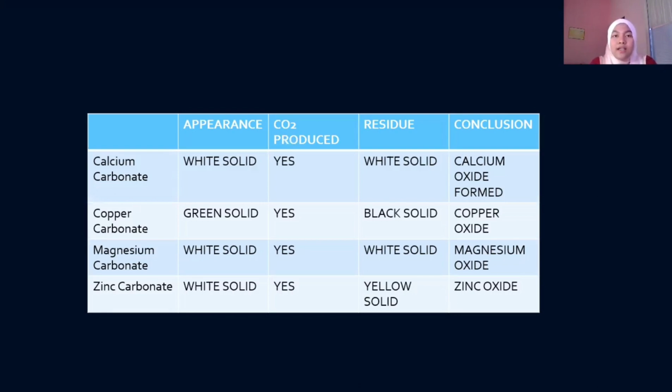And the last one is zinc carbonate. The appearance is a white solid, and carbon dioxide will be produced, and the residue is a yellowish white solid, and we can conclude that zinc oxide formed.